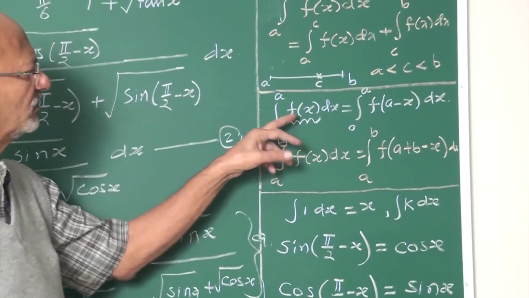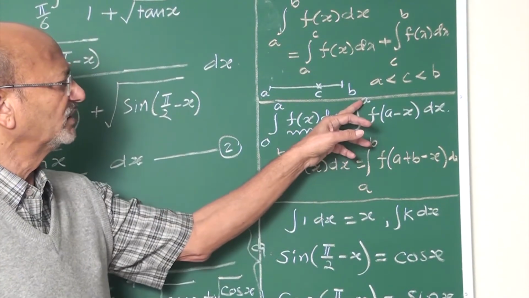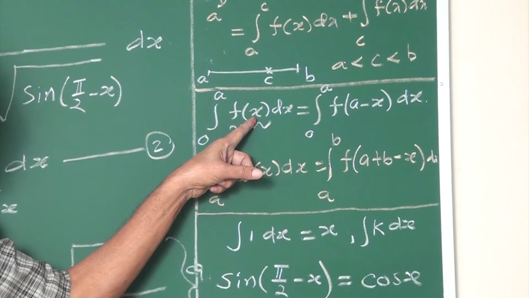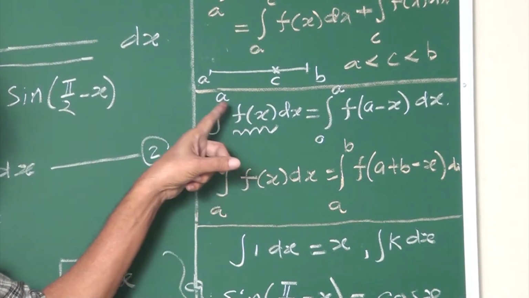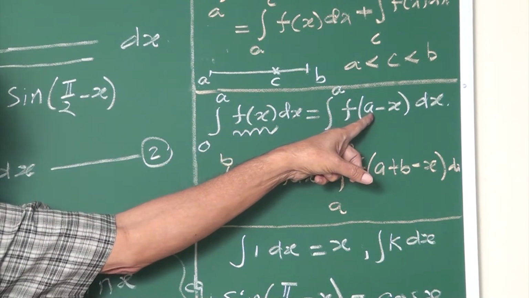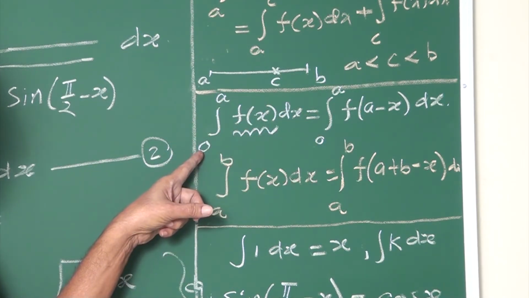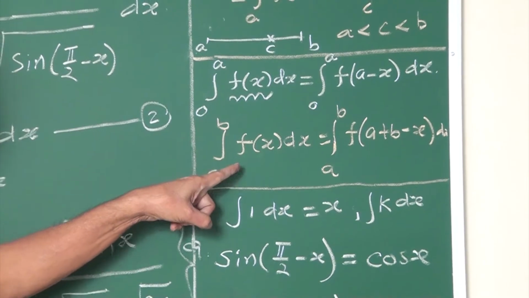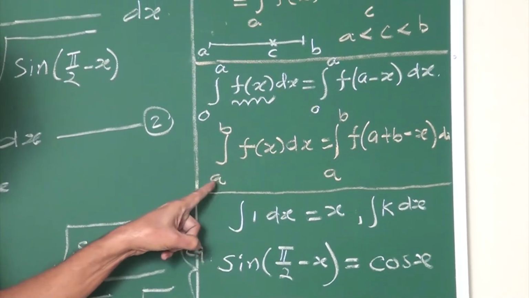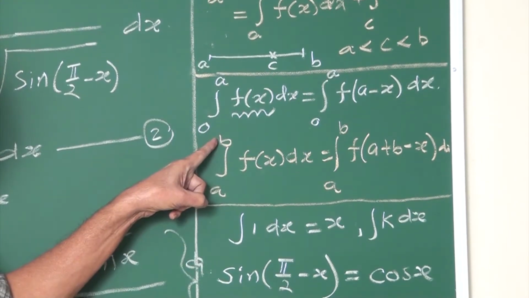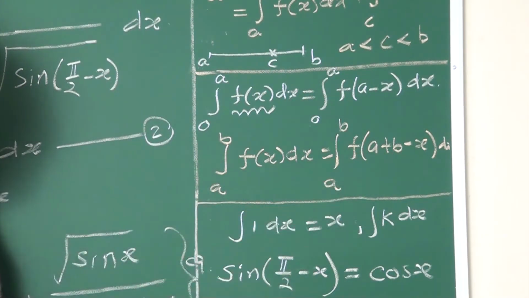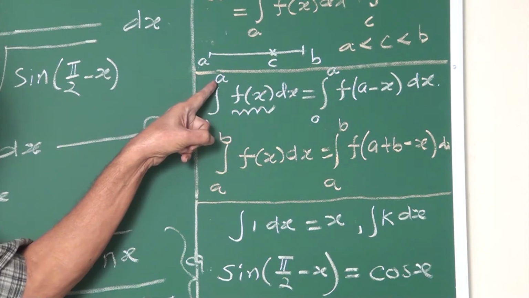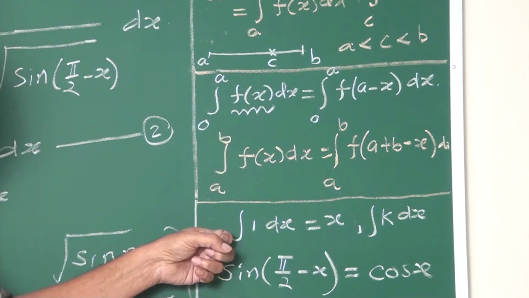This is the fourth property. Definite integral from 0 to a f(x) dx is 0 to a f(a minus x) dx. What is the observation? In case of definite integrals, we can replace x by upper limit minus x, provided lower limit must be 0. If the lower limit is not 0, if it is from a to b, f(x) dx, in this case you would replace your x by sum of the limits, a plus b minus x. If the lower limit is 0, replace your x by only upper limit minus x.